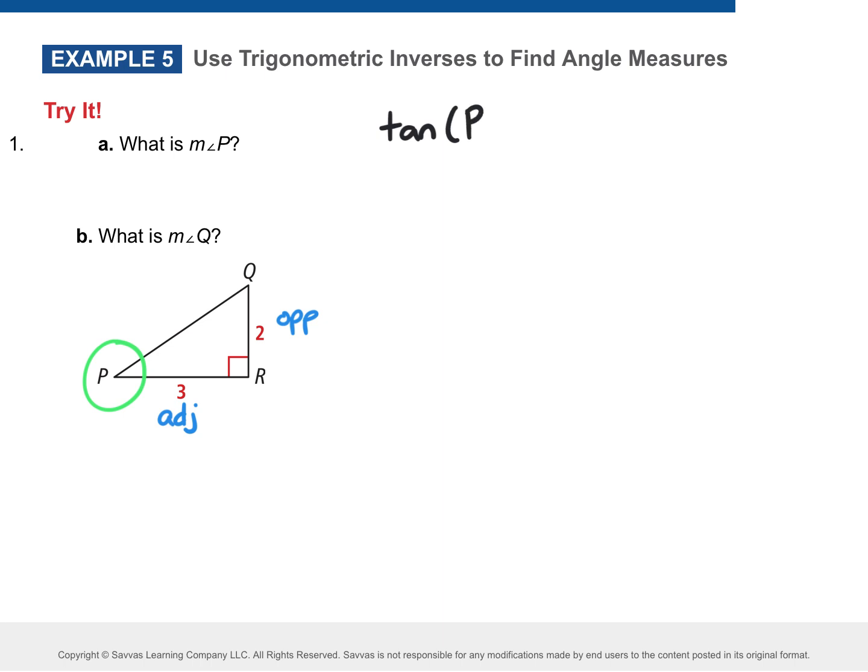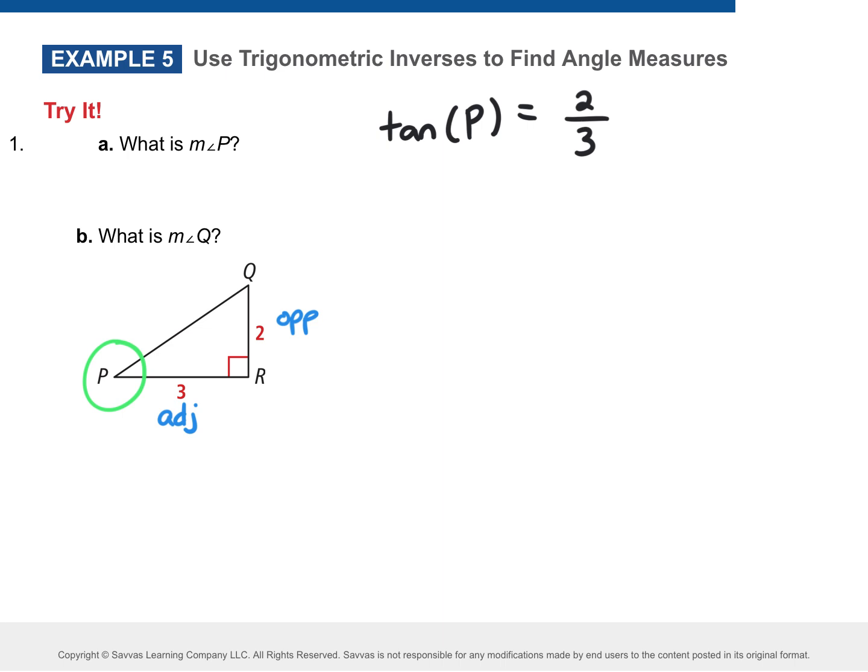Or you can put theta. Yep. So we're looking for P, right? So P is my angle. I'm going to put that with the trig. Equals, now like normal, what's my tangent ratio? Opposite over adjacent. Yes, it's 2/3.